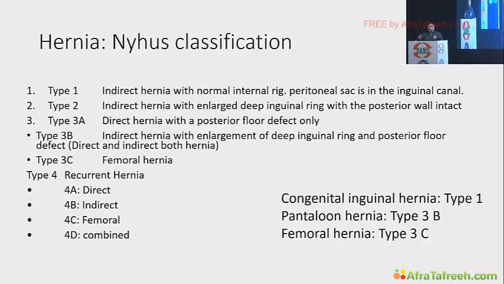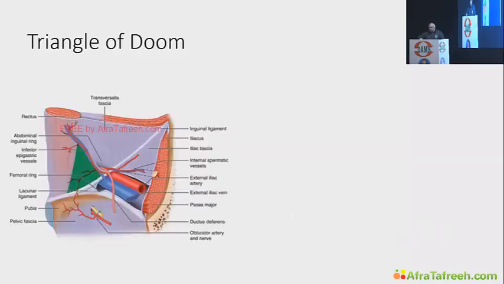Obviously the posterior wall here will be normal. I told you posterior wall is for direct hernia. Fascia transversalis is for direct hernia. So posterior wall will be normal in 1 and 2 both. 1 is congenital, 2 is the internal ring wide. 3A is only direct hernia where the posterior wall is weak. B is direct, indirect, both, pantaloon hernia, posterior wall weak and internal ring wide. And C is femoral hernia. Okay, so this classification you have to remember. This is in hernia, now it has become important.